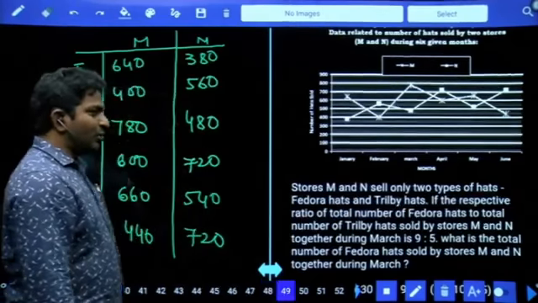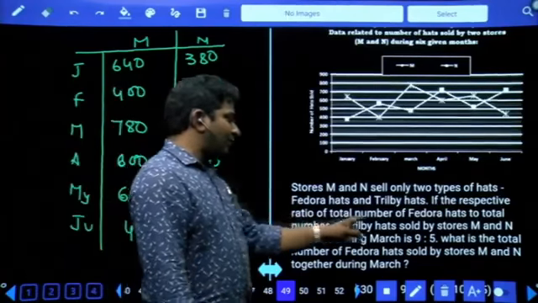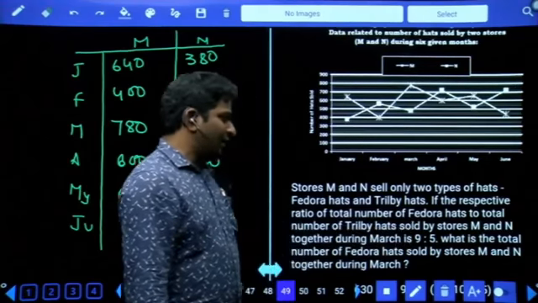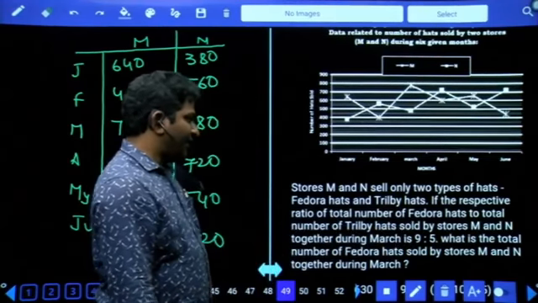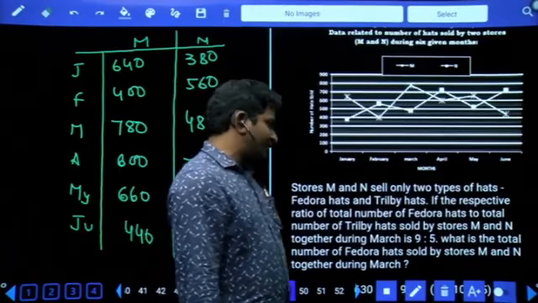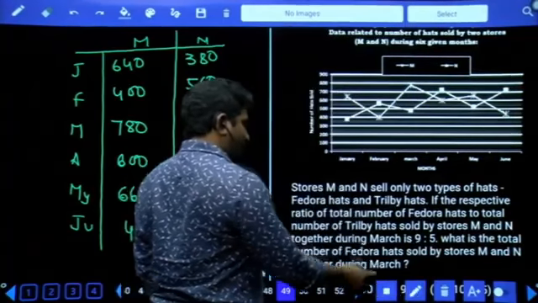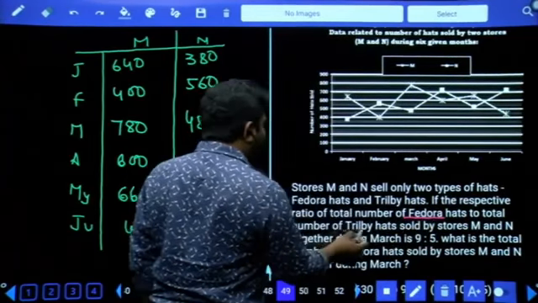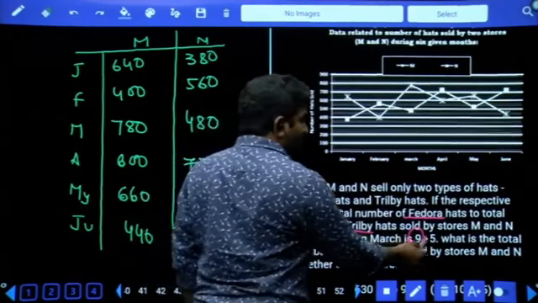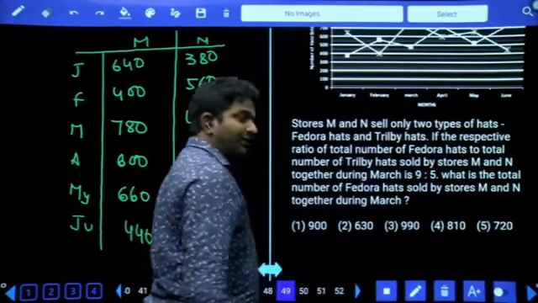Store N sells only 2 types of hats, fedora and trilby. If the respective ratio of total number of fedora hats to total number of trilby hats sold is 9:5 in the month of March, what is the total number of fedora hats sold by stores M during March? So the ratio is between fedora and trilby, that is 9:5. Fedora hats are 9 parts and trilby are 5 parts, total 14 parts. Out of 14 parts we have to calculate 9 parts.